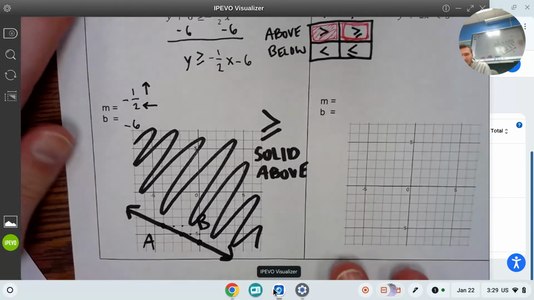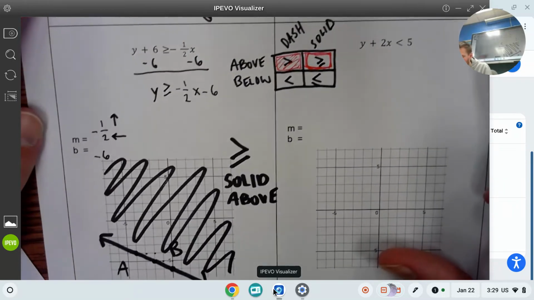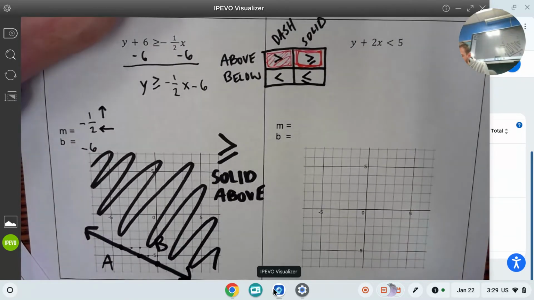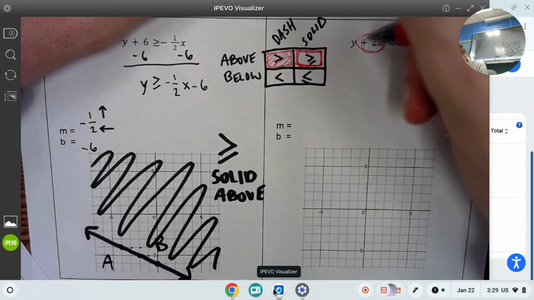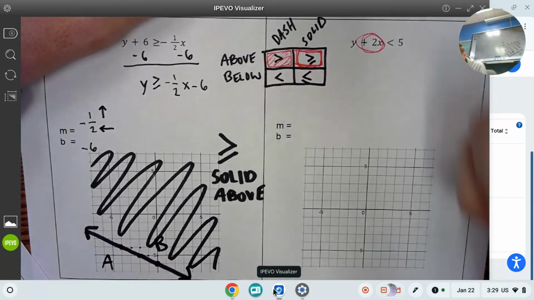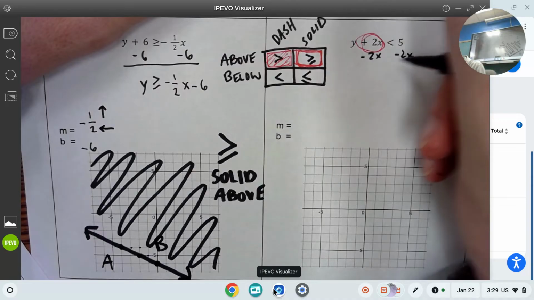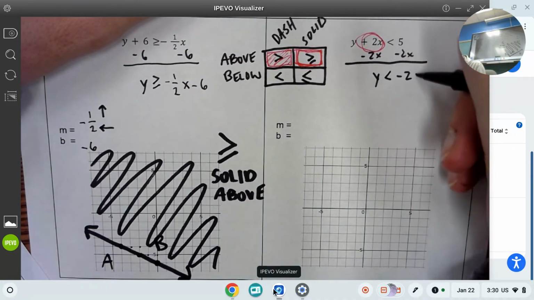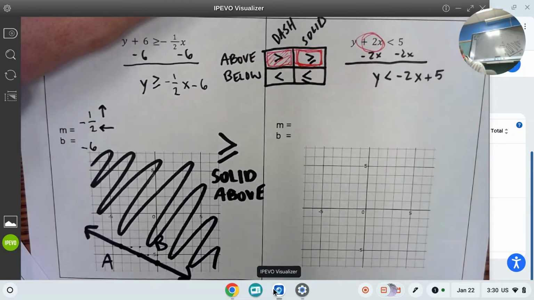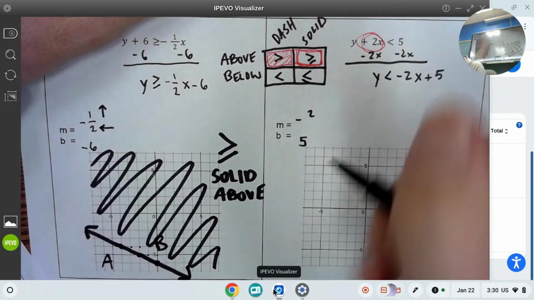All right, we're going to keep going, and we are almost done, everybody. The back is short, different kind of funky questions here. Same issue that I had before. This piece needs to move. It's in the wrong place, so I'm going to do -2x on both sides. I'm going to go ahead and put my M and my B.